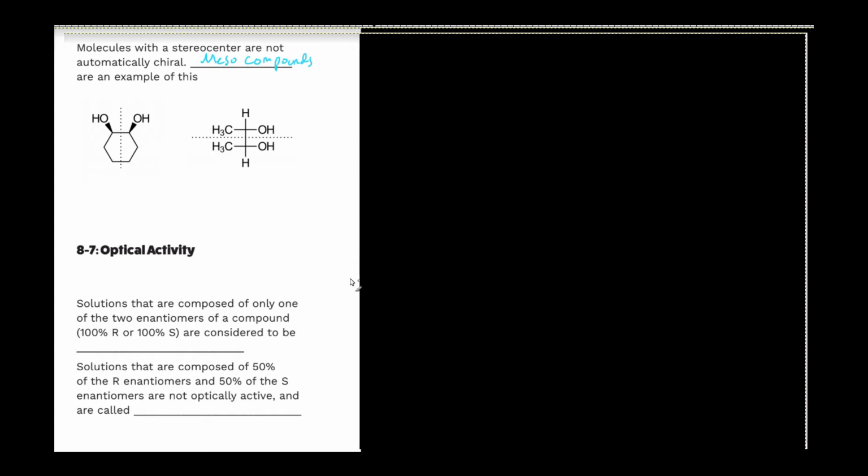Down here, we're looking at solutions that are composed of only one of the two enantiomers. These are considered to be either optically pure, or you could call it enantiomerically pure, because it's an enantiomer. Boom. Solutions that are composed of 50% of each of these are not optically active, right? The reason being that 50% of them rotate the light one way, the other 50% rotate it the other way, and those cancel out, right? 50% clockwise, 50% counterclockwise, both cancel out. And these are called racemic solutions, or racemates, racemate.